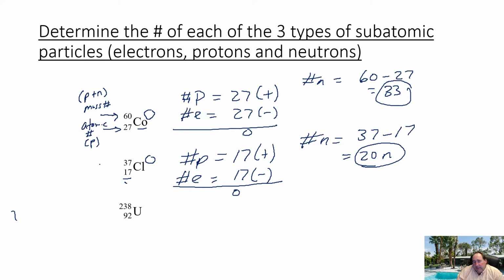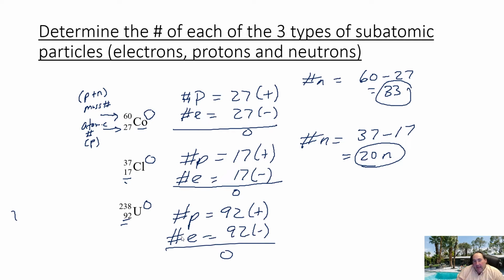And lastly, U, which is uranium, right there is 0, or no charge. So we're going to look at the atomic number, which is our bottom. So our number of protons in this case would be 92 positive guys. To match that out to give us no charge, we will need 92 electrons. And once again here, our number of neutrons is going to be our mass number, which is 238, minus our atomic number, which is 92.